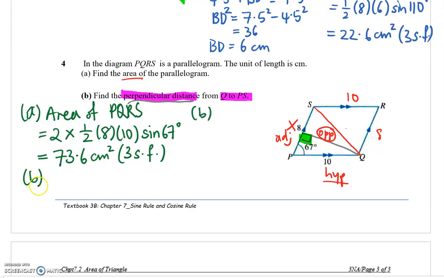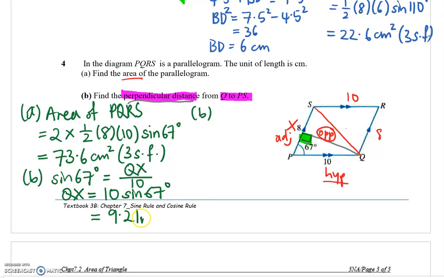We have this. We are thinking of opposite and hypotenuse, that's related to sine. So in part B, sine 67 degrees is equal to QX over 10. And we're looking for QX. So that's just 10 sine 67 degrees. Press your calculator, you will get 9.21 centimeters, 3SF. Alright, sorry, centimeters.